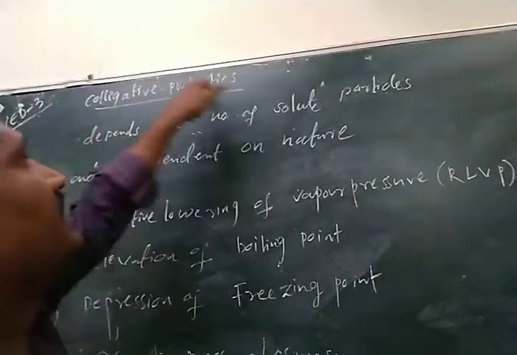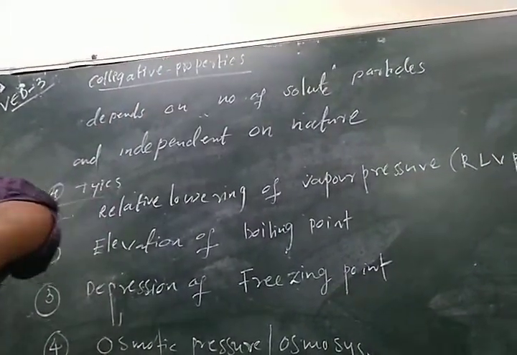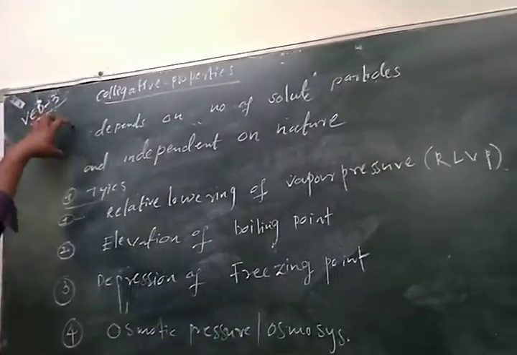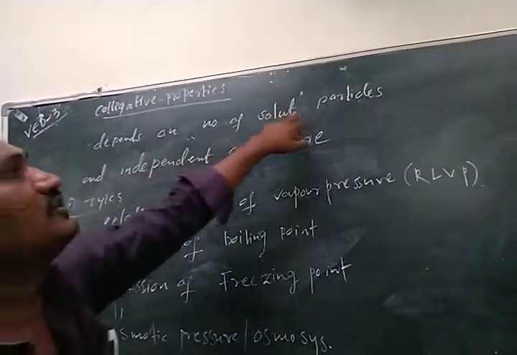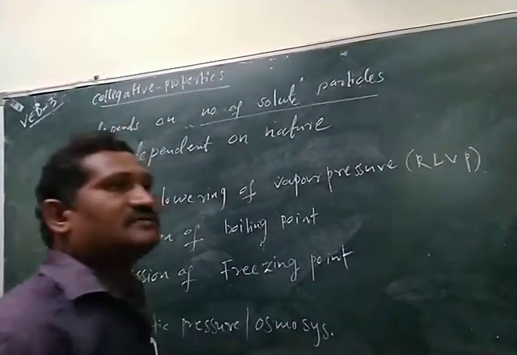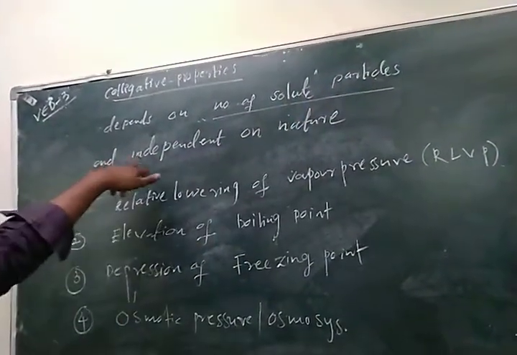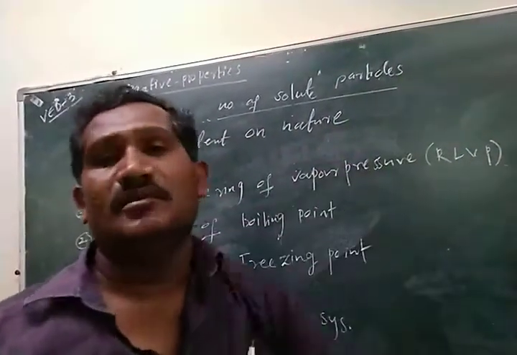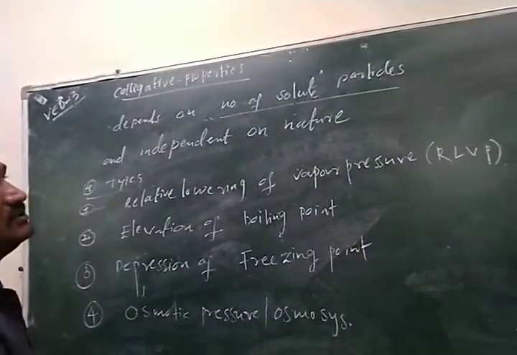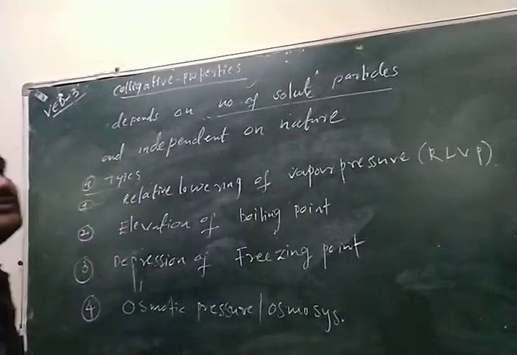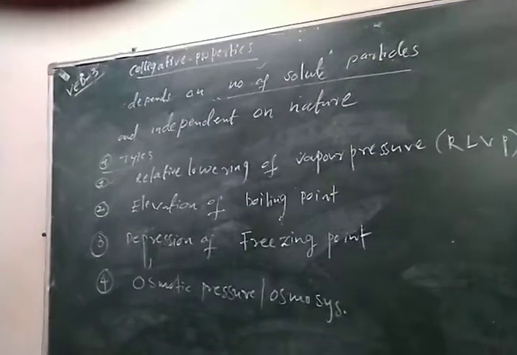Colligative properties of the solutions. Then what are the colligative properties of the solutions? The properties of the solutions which depend on the number of solute particles and are independent of the nature of those particles. That means those properties of the solutions that depend on the number of solute particles are called colligative properties of the solutions.